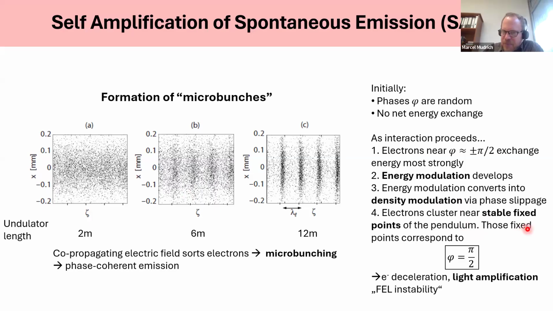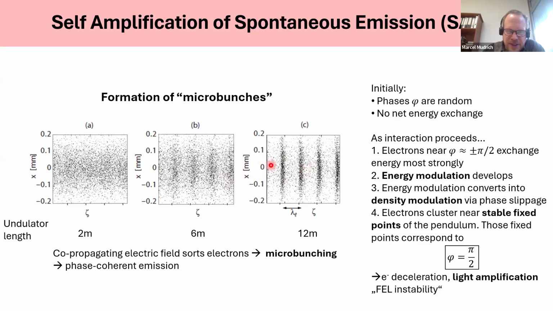And these fixed points actually just correspond to a phase of plus pi over 2, which is just the condition for electron deceleration and light amplification. So that's the stable points in the pendulum system, which mean maximum light amplification and maximum conversion of electron kinetic energy into light.